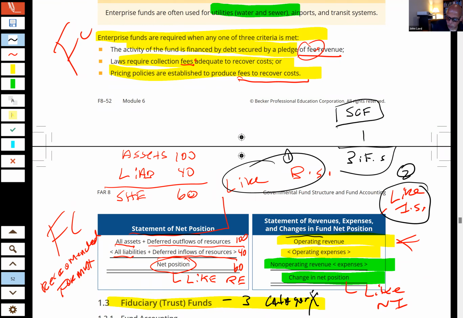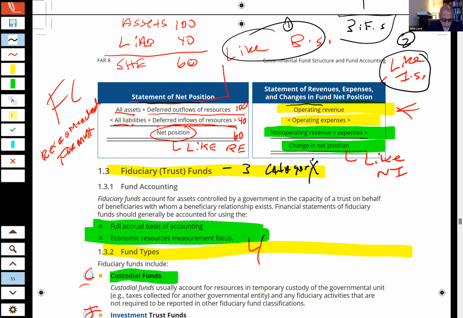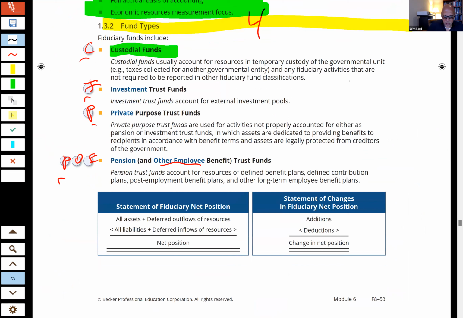Okay, so only the proprietary funds prepare a statement of cash flows. Everyone else, for the governmental funds and the fiduciary funds, it's just the balance sheet and the income statement. For the proprietary funds, although they didn't show it here, it's the balance sheet, the income statement, and the statement of cash flows. Okay, now for our fiduciary funds, as I just stated, there are 2 financial statements.